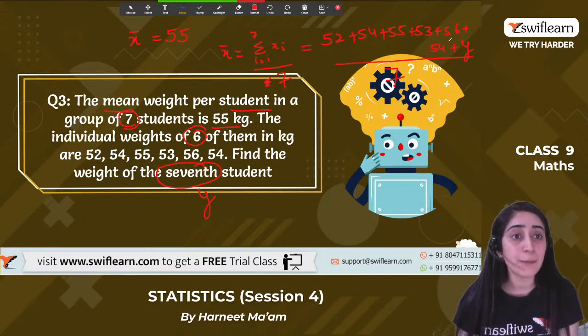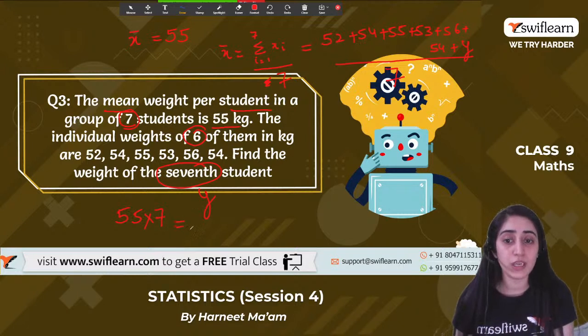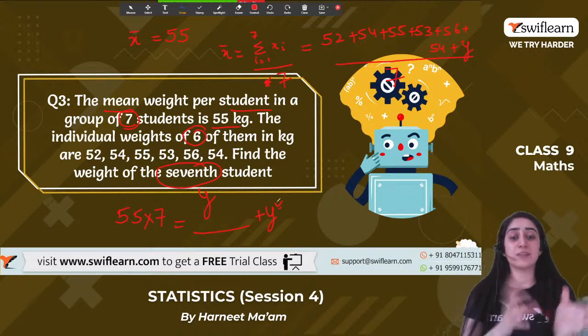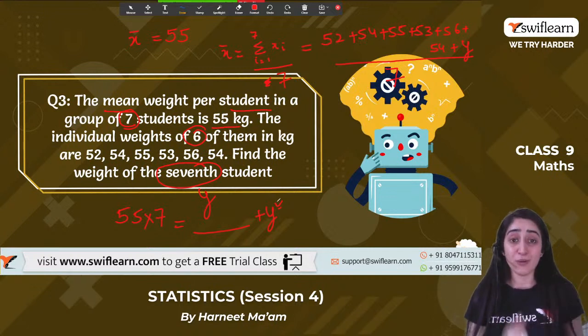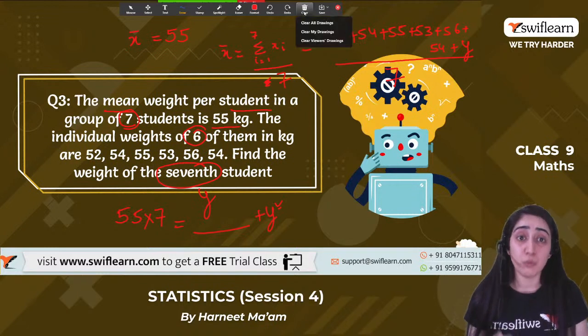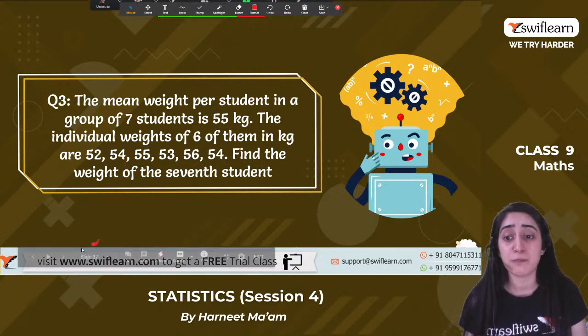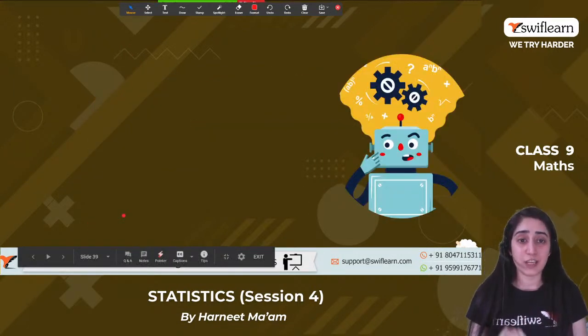Okay, now I can add all of these. I already have 55 given, so I can multiply 55 by 7, equal to this sum plus y. In that case, by subtracting it, I can find out the value of y, and the value of y is 61. It should be the answer, which is right. Superb, Ankit. That was a perfect answer. All right, so the answer is 65 kgs.